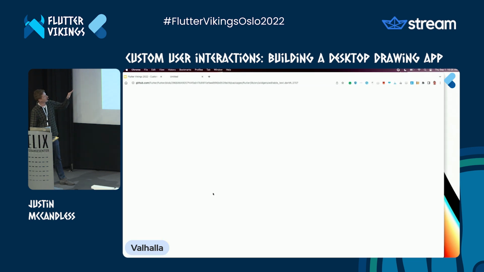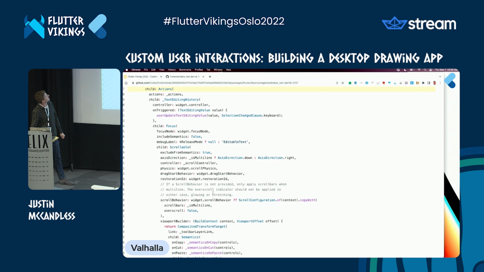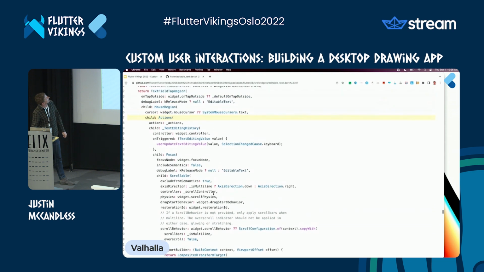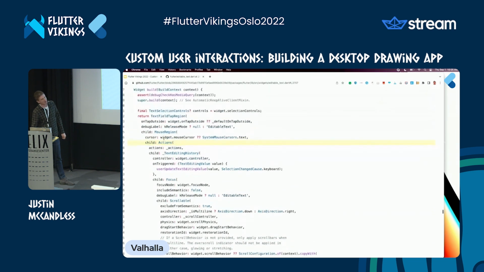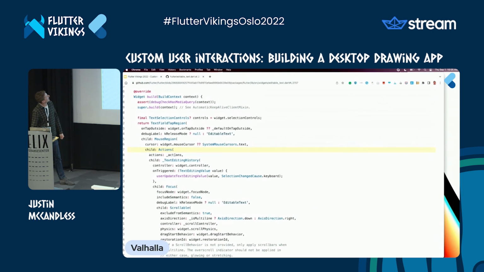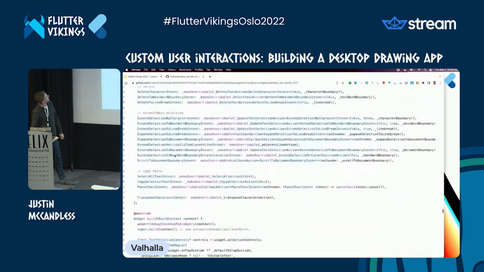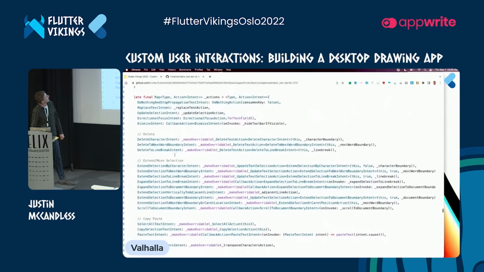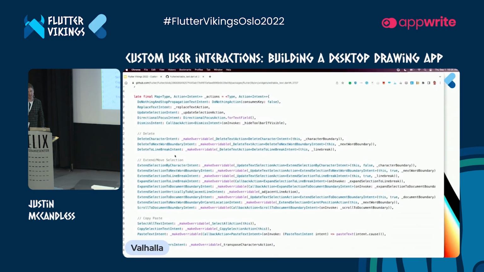Let's look at the code for editable text and see this actions widget. There it is. Here we're in the build method for editable text state. It's passing some actions here. If I scroll up and look at what that is, it's just mapping all of the intents that we saw in default text editing shortcuts to some code that actually modifies the text in the text field, like deletes a character, moves the cursor, all of those different things. These are all the same intents that you saw in default text editing shortcuts.